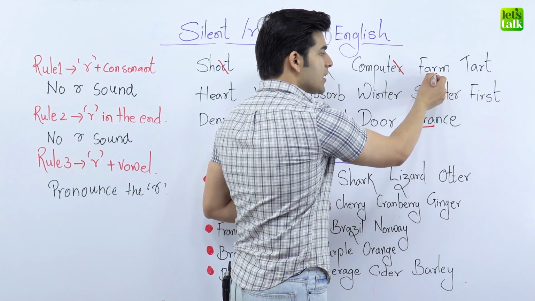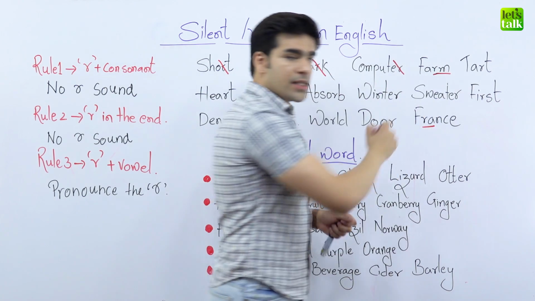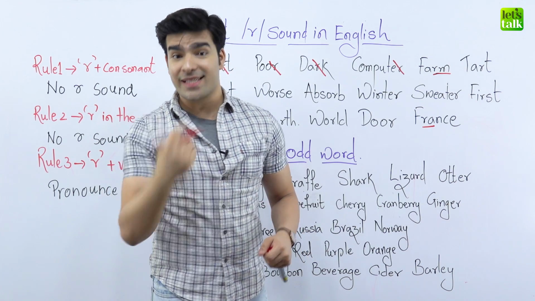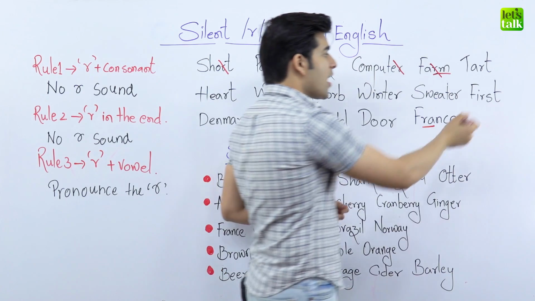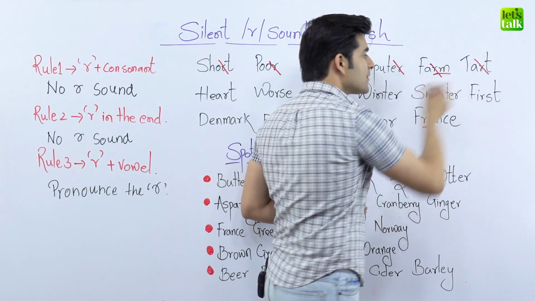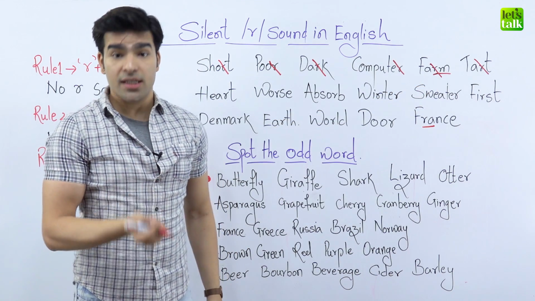The R sound is followed by a consonant. And so we omit it. We don't say the R sound. We just say farm. Next is tart. My favorite dessert. Tart, not with an R sound.